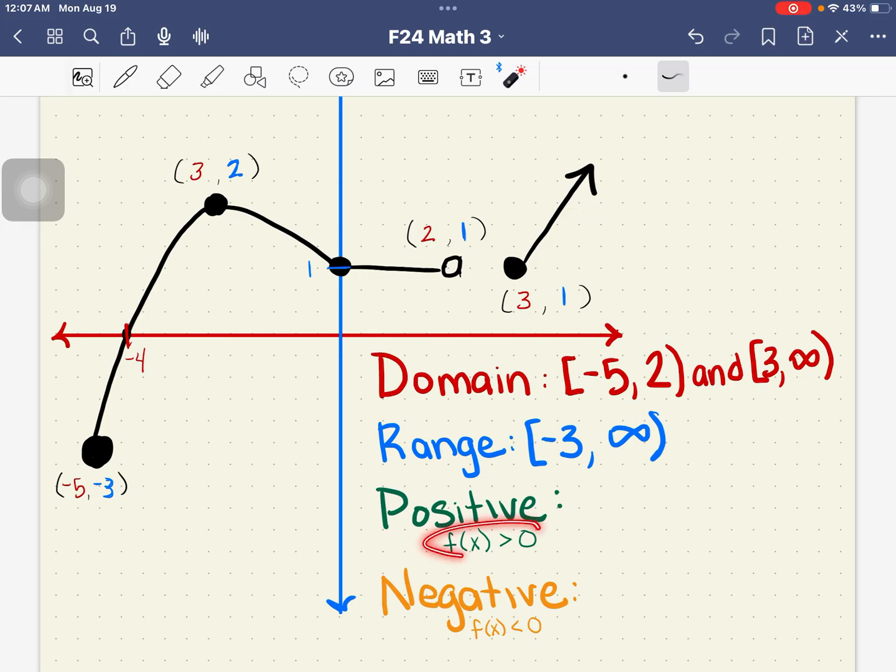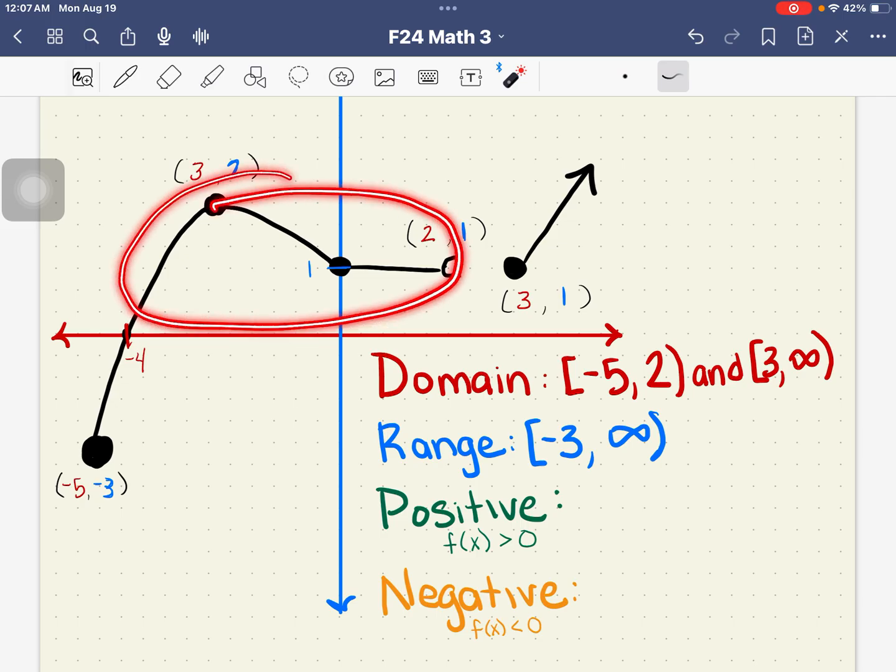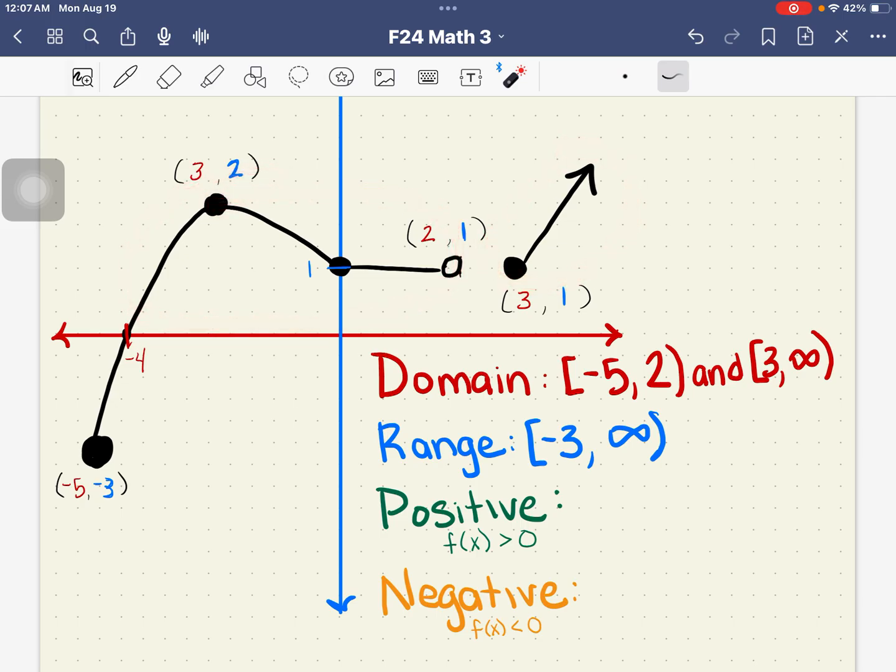All right, so moving on to positive. Again, we're talking about where the y value is greater than 0. The y values are greater than 0 up here, which we recognize as this piece that's above the x-axis. And then there's also this piece that's above the x-axis. So we have two pieces. Kind of like the domain where we had to split it up, we're going to have to split this up because there are two pieces that are above the x-axis.